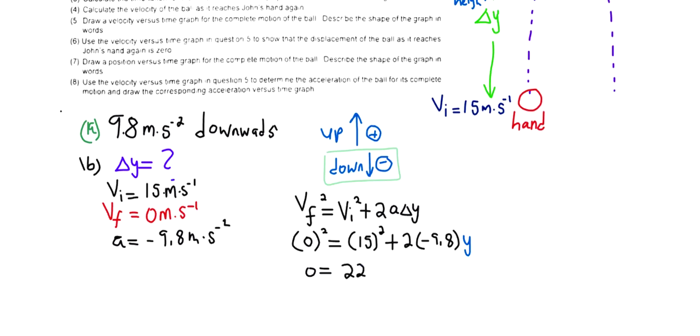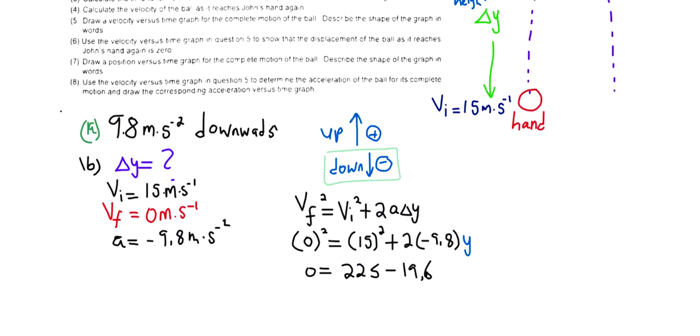And then positive times negative is negative. Then you say 2 times 9.8. So 2 times 9.8, we are getting 19.6. So it will be 19.6 delta y. Apologies for my handwriting right there, delta y.